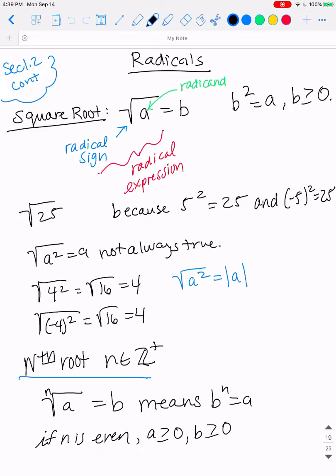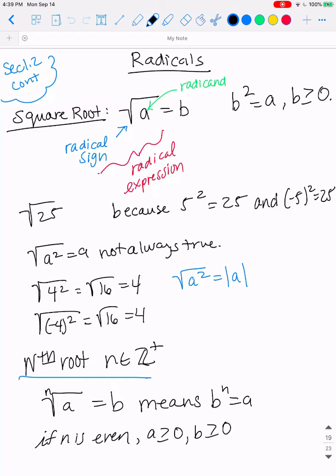Alright guys, we're going to continue with section 1.2. Here we're going to go over radicals, some rational exponents, and such. A radical, you guys have seen as a square root sign. The inside is called the radicand, and this whole thing is called a radical expression.